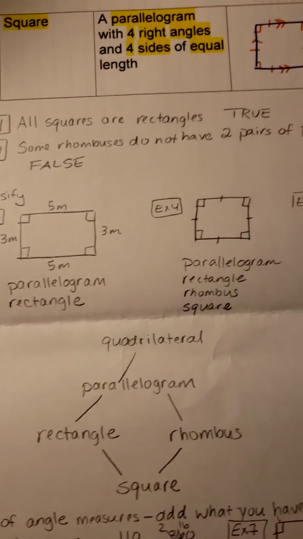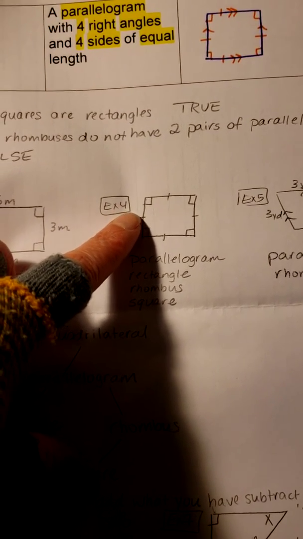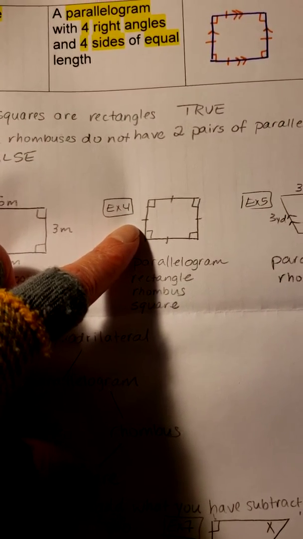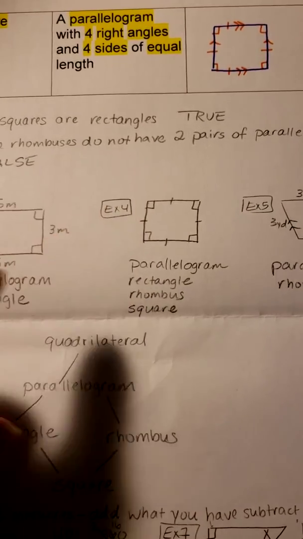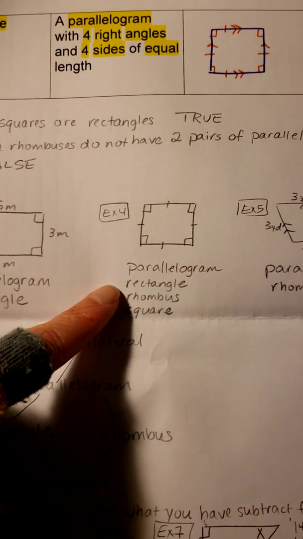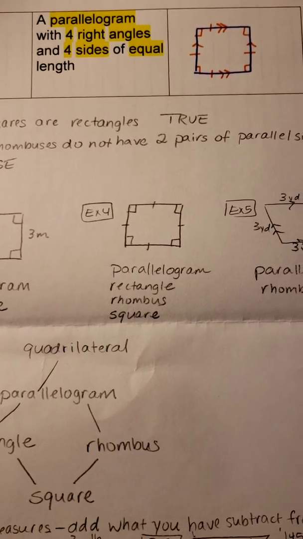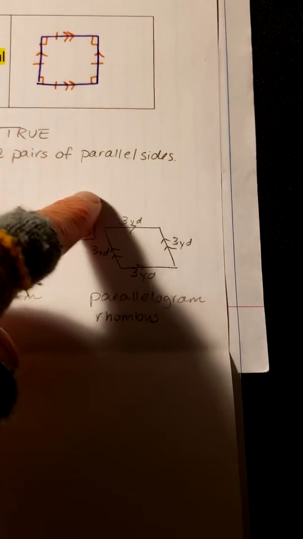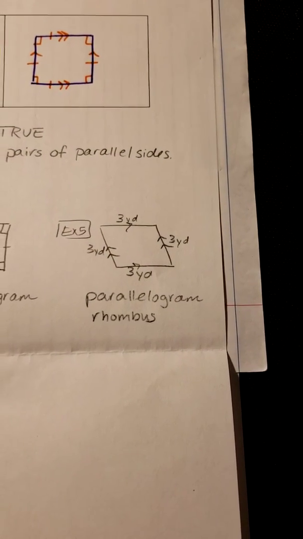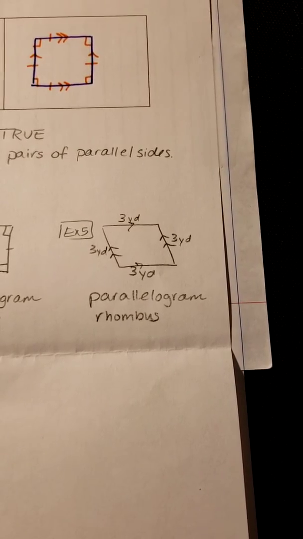All right, moving on to example 4. You notice we've got equal sides, right angles, and they're going to have to be parallel. The opposite sides have to be parallel or these aren't going to fit together. So you have a parallelogram, a rectangle, a rhombus, and a square. You see all 4 answers are okay here. All right, last example like this, example 5. Notice we have opposite sides are parallel and all the sides are the same length. So that means it falls into the category of being a parallelogram and a rhombus.